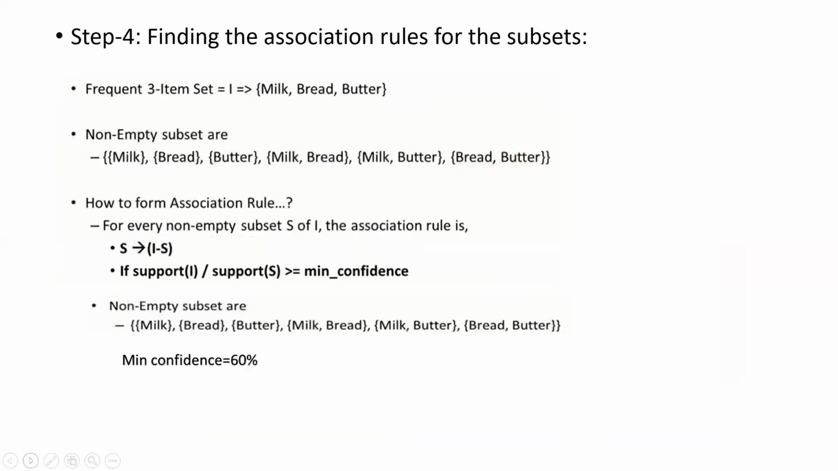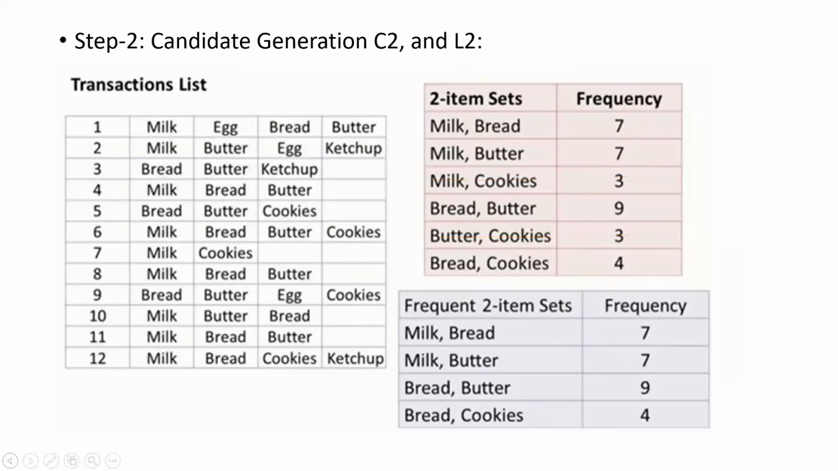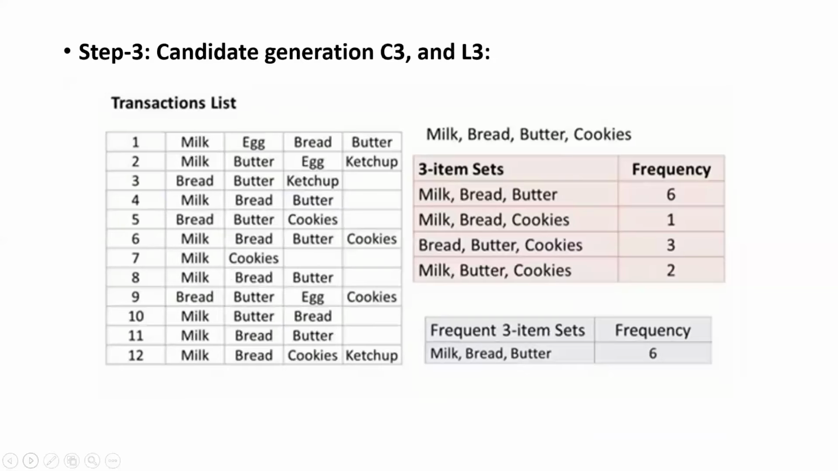Yes, that is our C3 and L3. C3 and L3, so 3 items set. So milk, bread, butter. Okay, milk, bread, cookies. Because we got 3 things, right? So 3 items, how we'll make: milk, bread, butter.